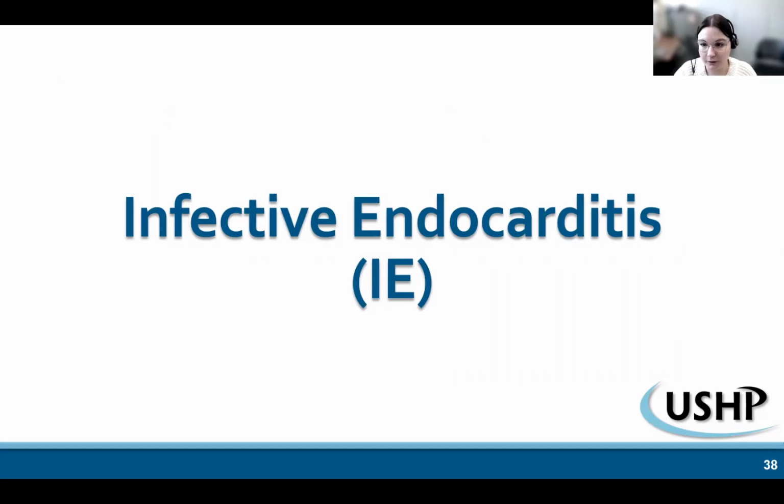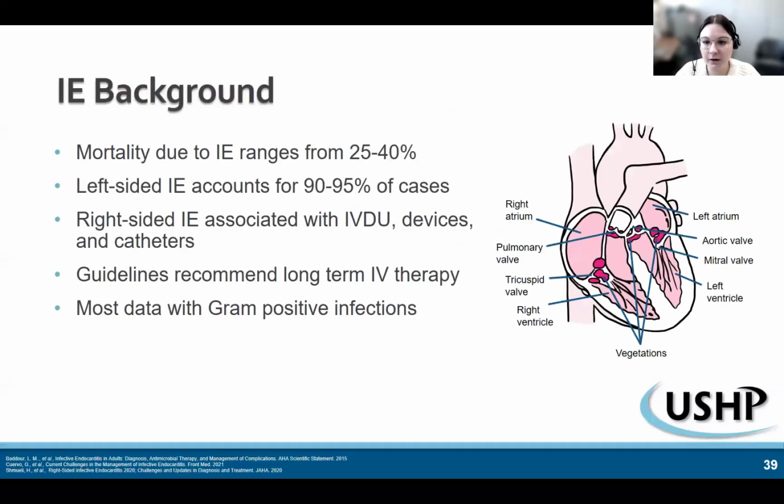Moving on from bone and joint infections, let's dive into infective endocarditis. Endocarditis has a high mortality rate, which ranges between 25 and 40%, and it differs depending on whether it's left-sided or right-sided. It's the fourth most common life-threatening infection after sepsis, pneumonia, and intra-abdominal abscess.